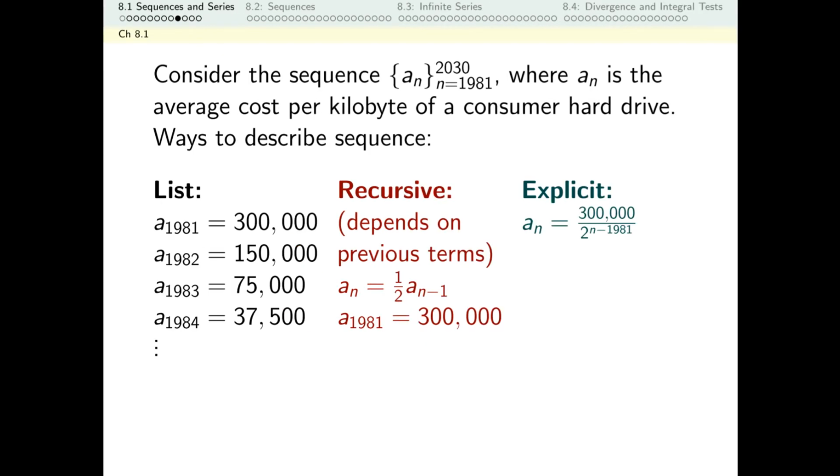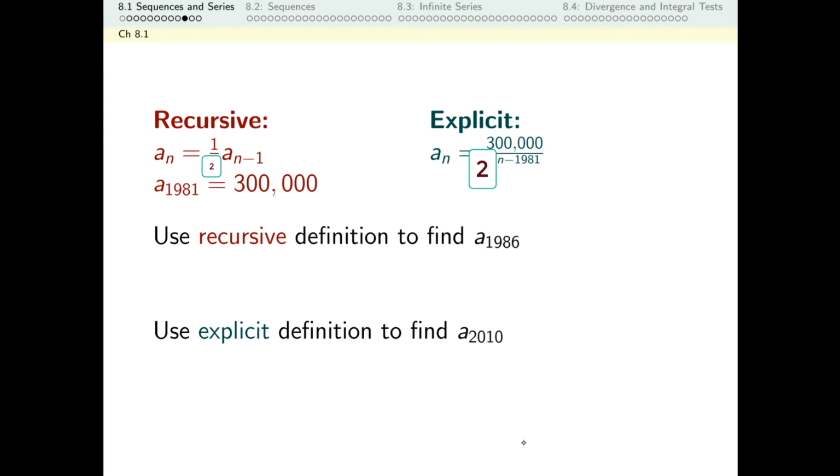This is an example of an explicit definition. Now, if I want to know what the cost is going to be in 2020, I don't have to find 2019 and 2018 and so on. I can just plug in n is equal to 2020. 300,000 divided by 2 to the power 2020 minus 1981. Why don't you pause the video for a second and practice using both of these definitions?